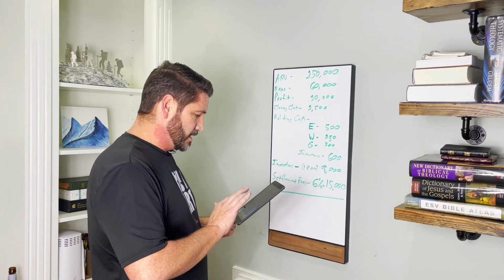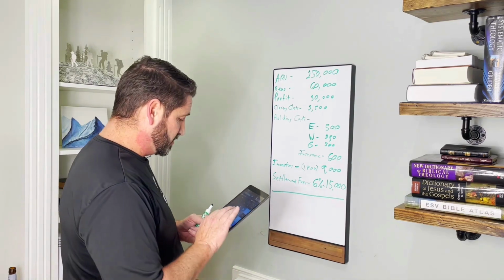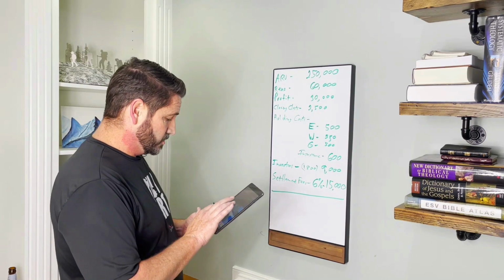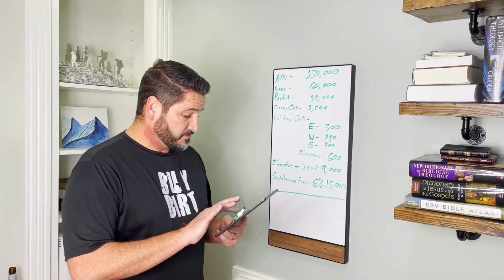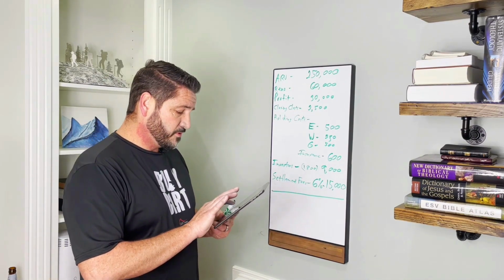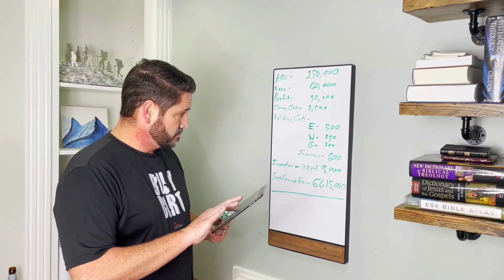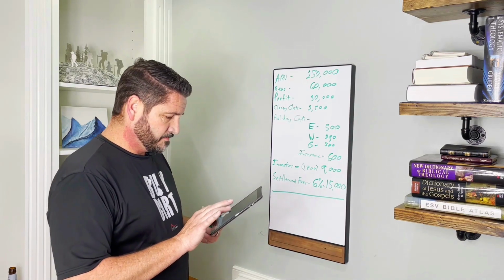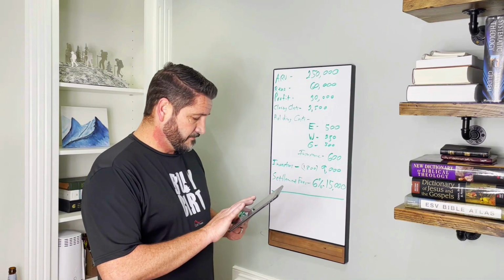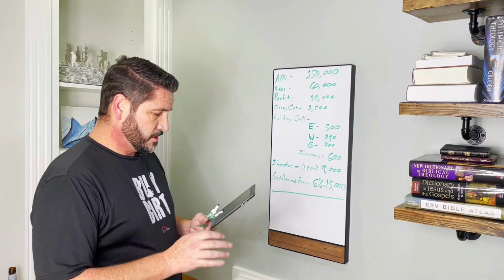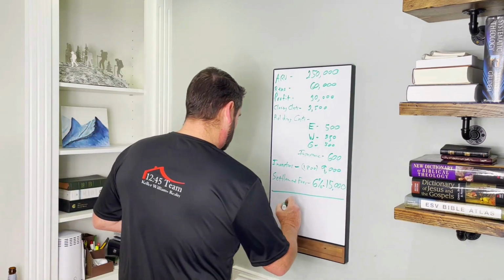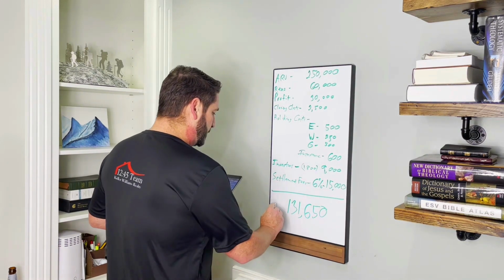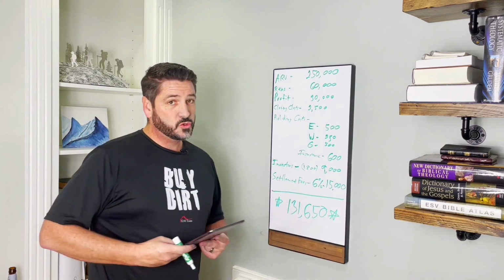So we have $250,000 minus $60,000 minus $30,000 minus $2,500 minus $500 minus $250 minus $500 minus $600 insurance minus $9,000 in investor money minus $15,000 equals $131,650. Boom shakalaka, y'all. That is your offer to the seller.